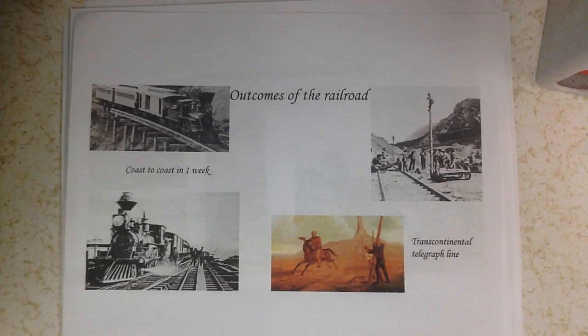A transcontinental telegraph line, when that was finished, however, made the Pony Express obsolete, because now the telegraph line could easily send information from the west coast to the east coast at the speed of light, which made it instantaneous. Now, the Transcontinental Telegraph line was actually finished a few years before the Transcontinental Railroad, but it's still a positive outcome because the bill that allowed the creation of the railroad allowed the creation of the telegraph.